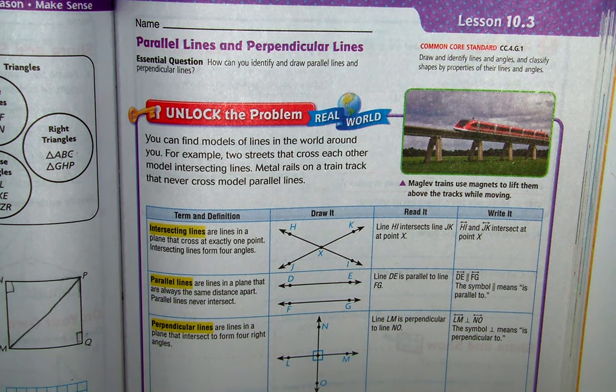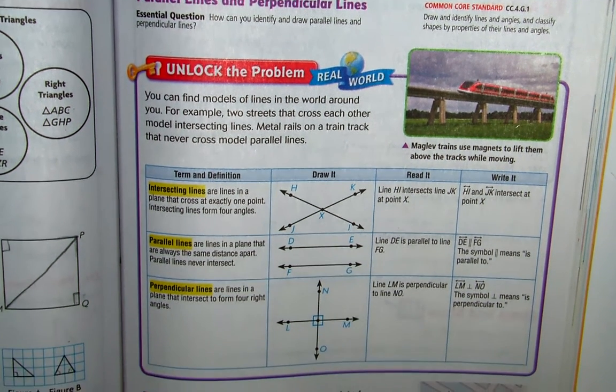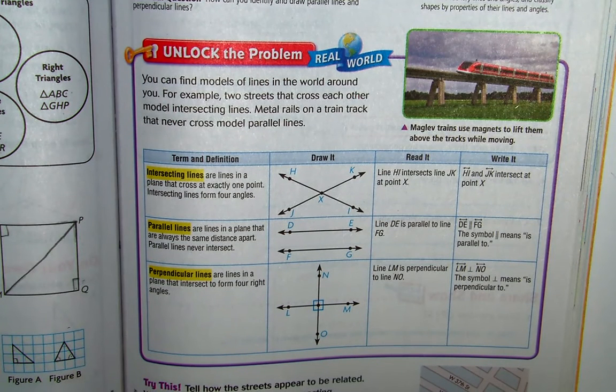In our Unlock the Problem, we can read about examples of lines that we can find. You can find models of lines in the world around you. For example, two streets that cross each other model intersecting lines. Metal rails on a train track that never cross model parallel lines.